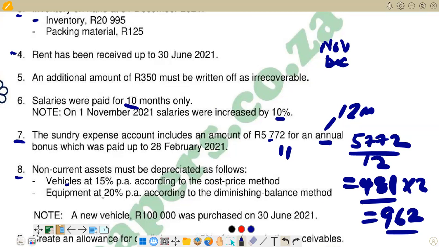Then for equipment, it's the diminishing balance method. Remember, diminishing, we say percentage times the carrying value. The carrying value, we get it by saying cost minus accumulated depreciation. So this is what we have. So let's start with vehicles.